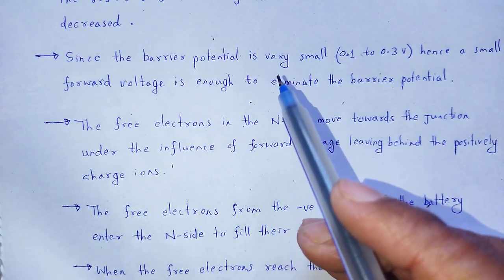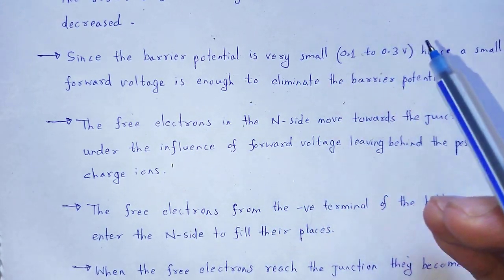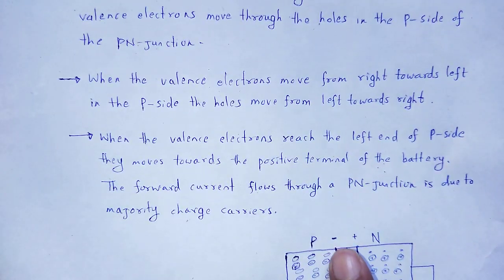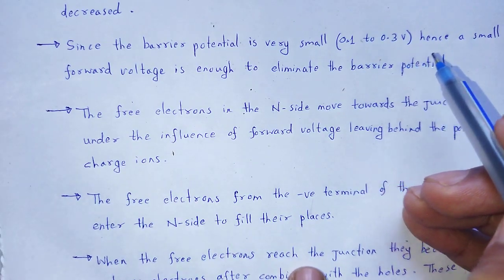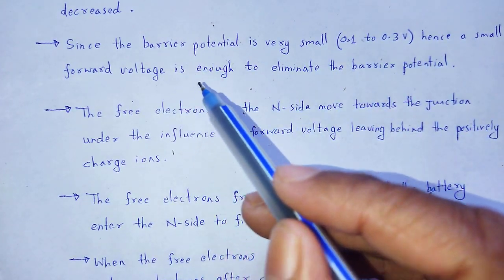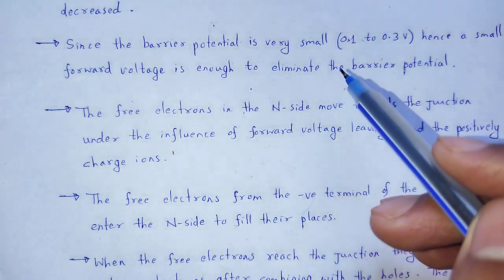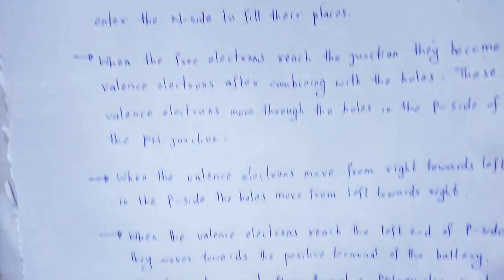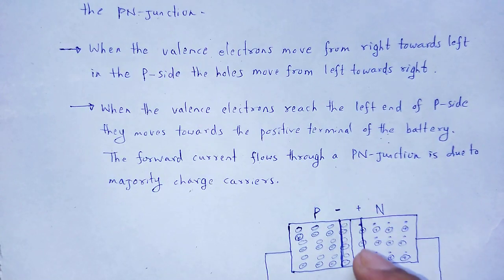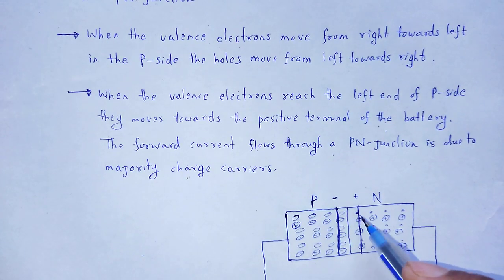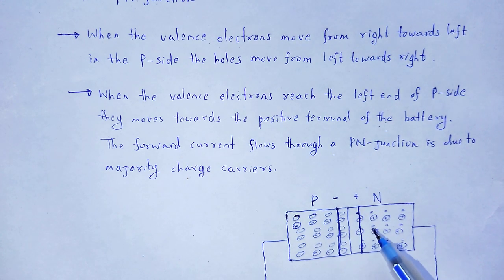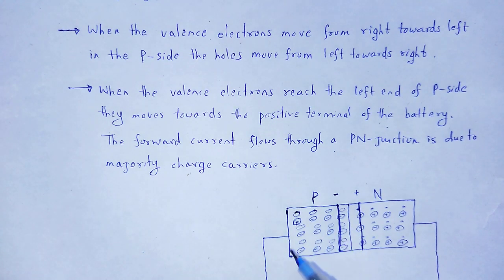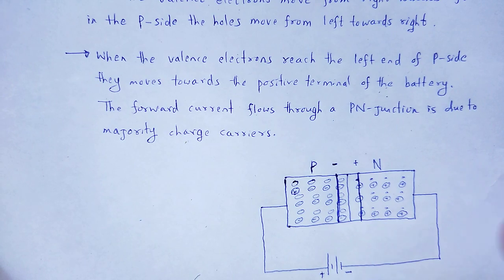Since the barrier potential, the developed negative and positive potential, is very small, around 0.1 to 0.3 volt, a small forward voltage is enough to eliminate that barrier potential. Therefore, in order to overcome the barrier potential, a small amount of forward voltage is enough.